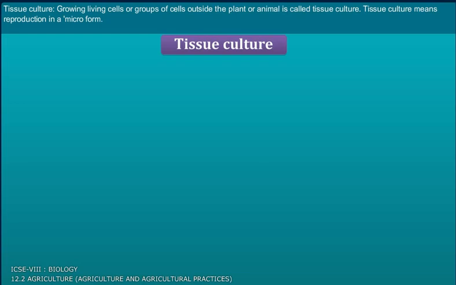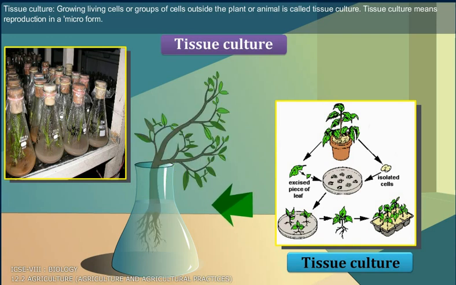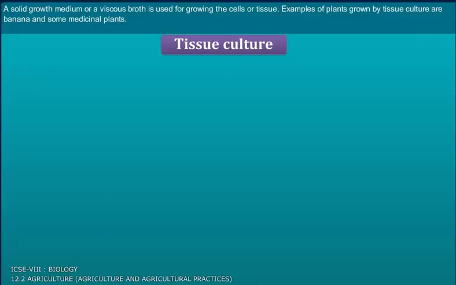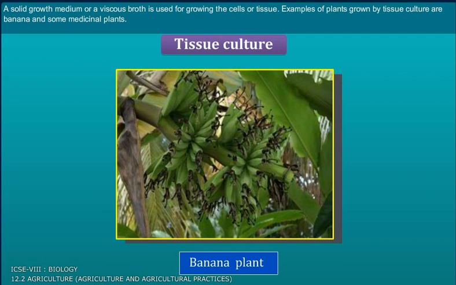Tissue culture. Growing living cells or groups of cells outside the plant or animal is called tissue culture. Tissue culture means reproduction in a microform. A solid growth medium or a viscous broth is used for growing the cells or tissues. Examples of plants grown by tissue culture are banana and some medicinal plants.